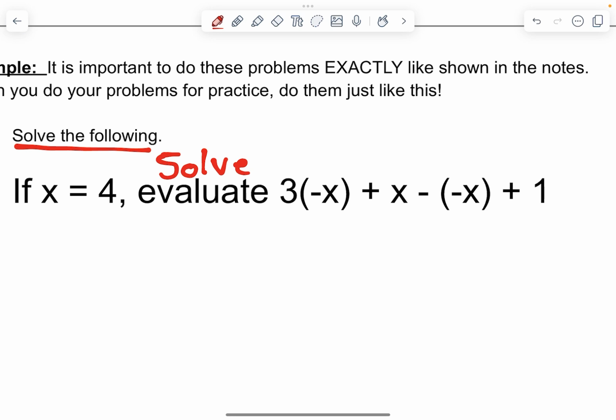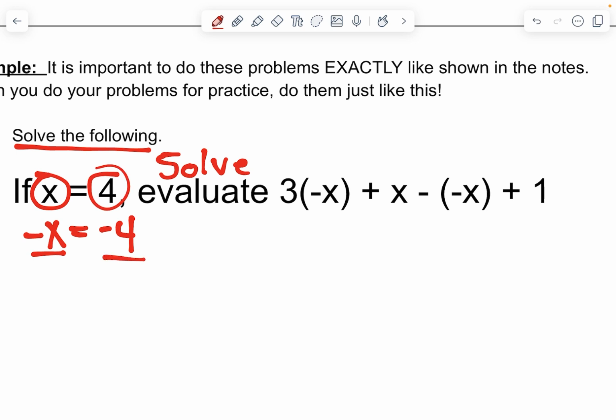On every problem, they're going to give you a variable, and then they're going to give you a number. So I know that if x is 4, I know that negative x is the opposite. It's negative 4. Okay, and so no matter what they give you, make sure that you write the opposite. So the x, regular x, negative x. Regular 4, negative 4. So negative x equals negative 4.